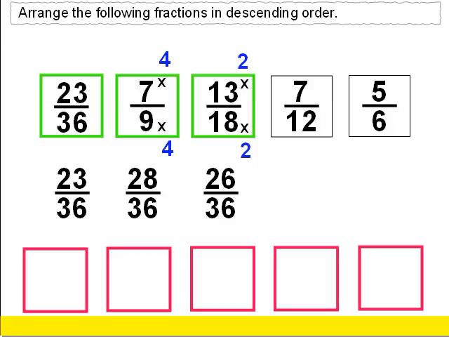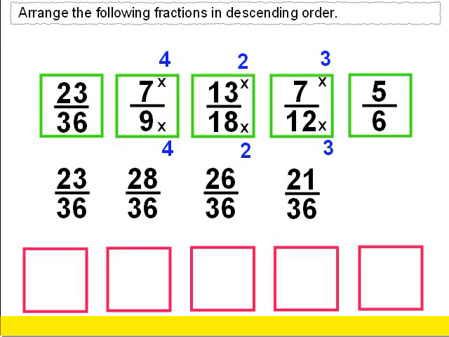For the next, 7 over 12, to get 36, we have to multiply by 3. So we do the same thing to the numerator, and therefore we get 21 over 36. Lastly, for 5 over 6, we multiply both numerator and denominator by 6. So we get 30 over 36.